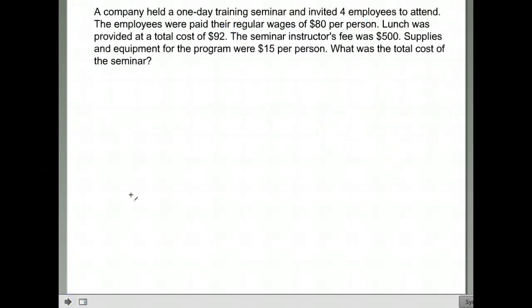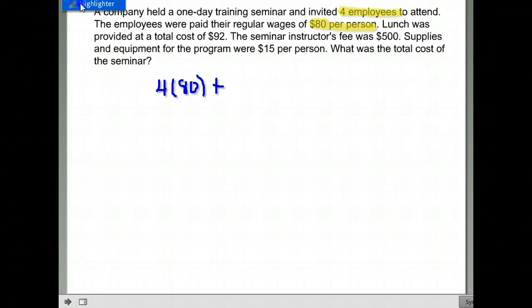Okay, let's try one that's a little more challenging. Here's a company. They are also holding a training seminar. They invited 4 employees, so that makes it a little more complicated because we now have more than just one person who's doing this. The employees were paid their regular wage of $80. Notice that's per person. Okay, so down here where we're doing our totaling, so far we have 4 wages at $80 apiece. So their pay, there's 4 of them, and it was $80 each.